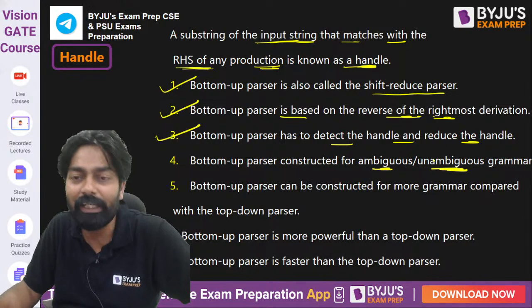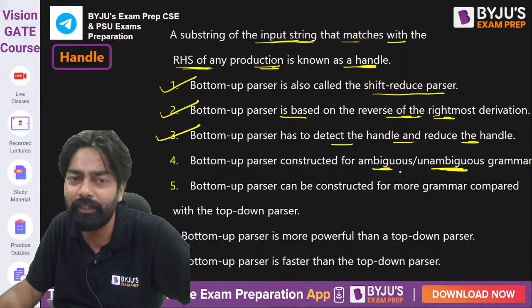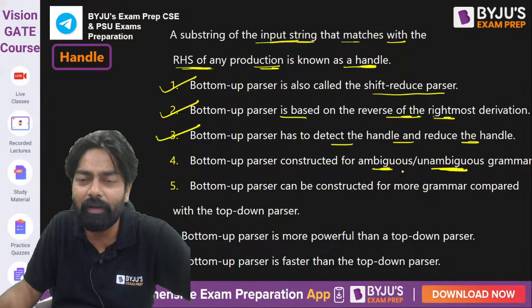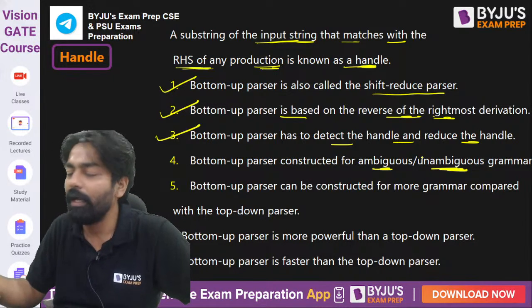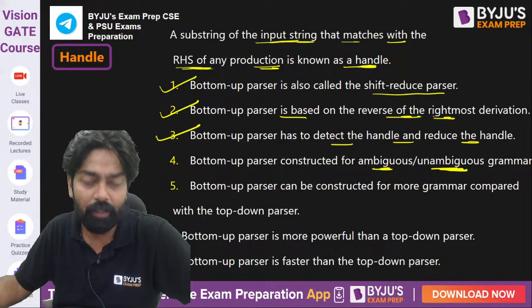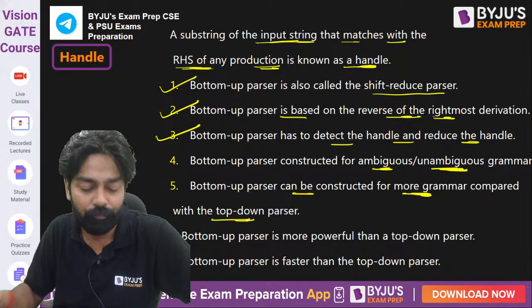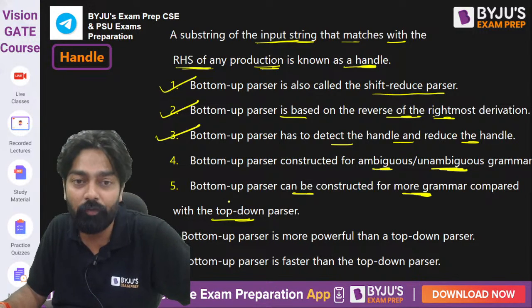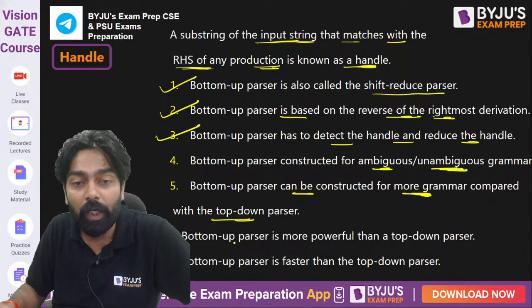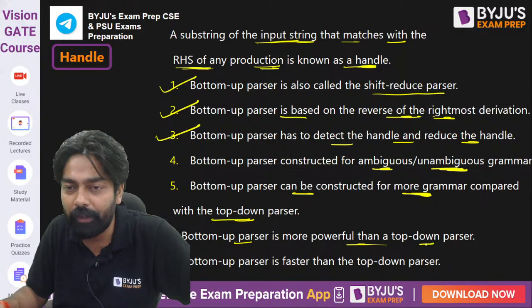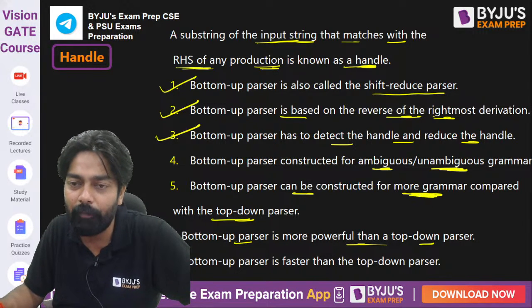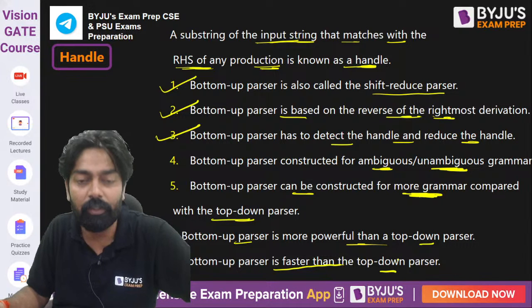A bottom-up parser can be constructed for ambiguous as well as unambiguous grammar. Why? Because the operator precedence parser is a type of bottom-up parser, and it will parse ambiguous grammar also. A bottom-up parser can be constructed for more grammars compared with the top-down parser. That's why it is more powerful than the top-down parser, because it accepts more grammars. Fine. A bottom-up parser is faster than a top-down parser also.